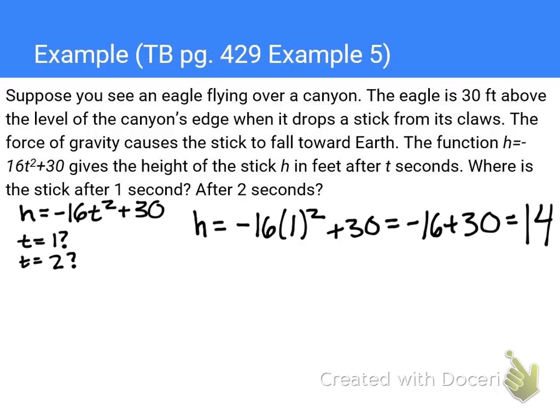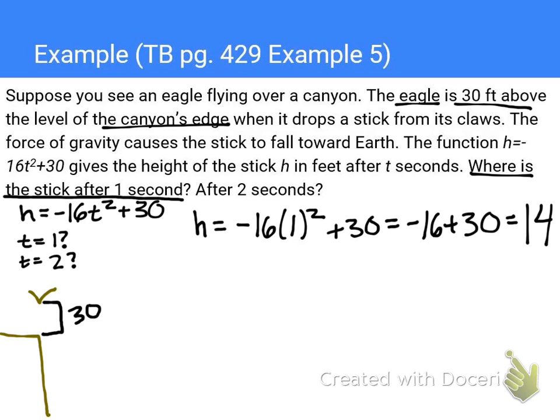Okay, so we got 14, and this question, again, remember, it's one of the things that it's really asking us for is where is the stick after 1 second. So for our answer, again, since it's a word problem, we should give our answer in a complete sentence. So I'm thinking, okay, where is it then? So where is the stick? And the beginning of the question tells us that the eagle is 30 feet above the canyon's edge. Okay, so we could picture this little canyon, right? And there's an eagle flying above it. And it's 30 feet above, okay?